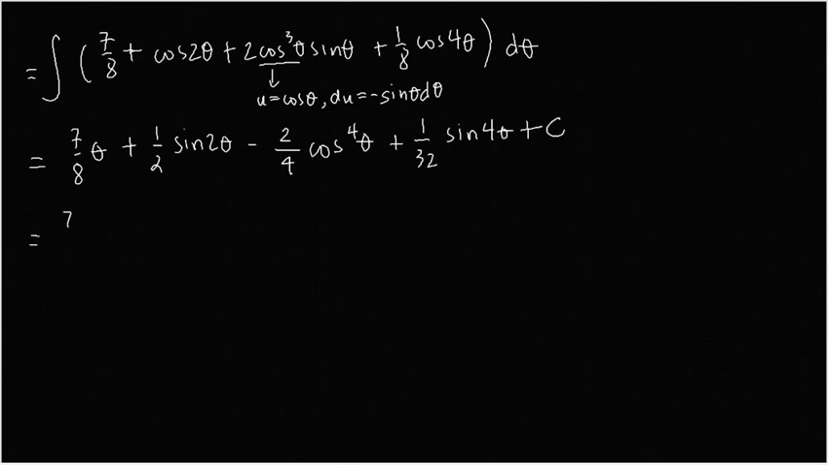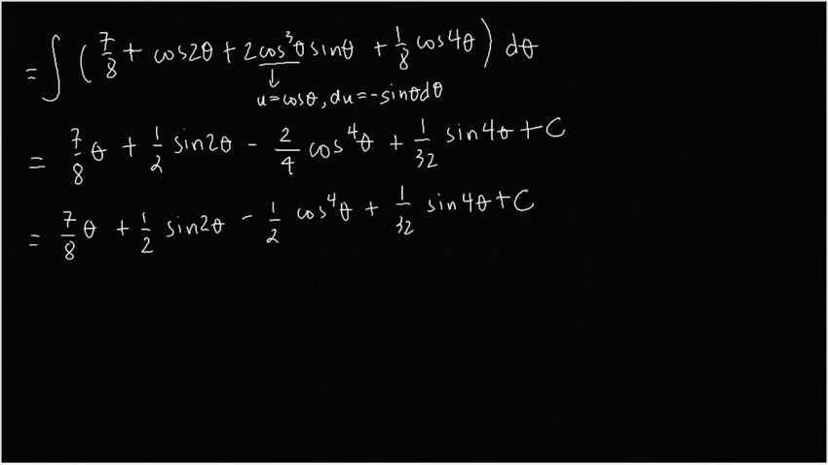Simplify lang natin. We have 7/8 theta plus 1/2 sine of 2 theta minus 2 divided by 4 is 1/2 cosine to the fourth power of theta plus 1/32 sine 4 theta plus c. So, this 1/2 times sine of 2 theta, express natin siya in terms ng functions ng sine theta and cosine of theta. And remember, sine of 2 theta is 2 sine of theta cosine of theta. So, 1/2 times 2 is just 1.